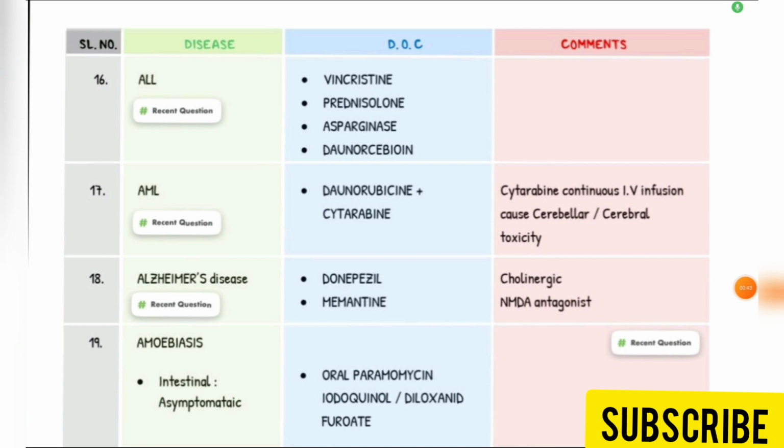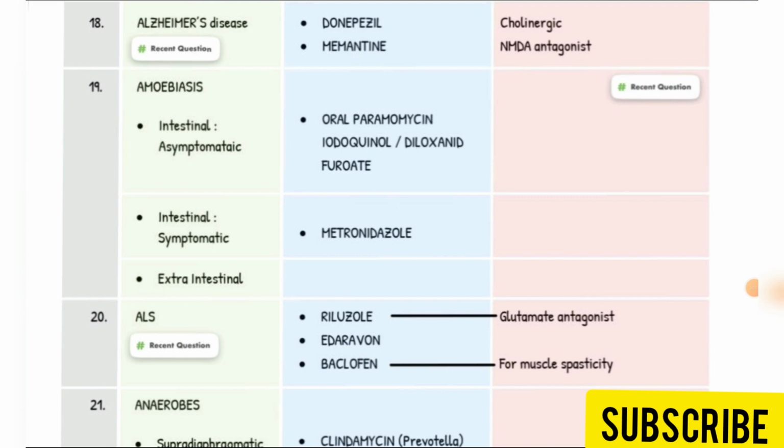Next one is ALL, acute lymphocytic leukemia, drug of choice vincristine, prednisolone, asparaginase. Next is AML, drug of choice cytarabine. Cytarabine continues as IV infusion, cause cerebellar, cerebral toxicity. Next disease, Alzheimer's disease, drug of choice donepezil and memantine.